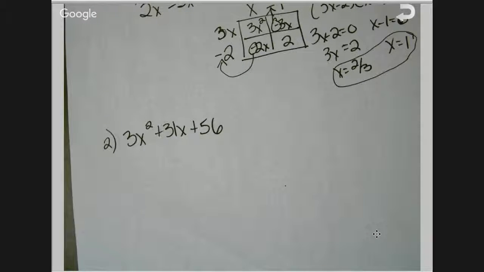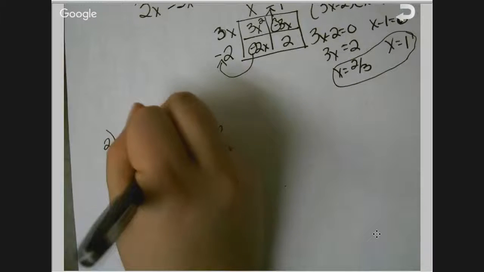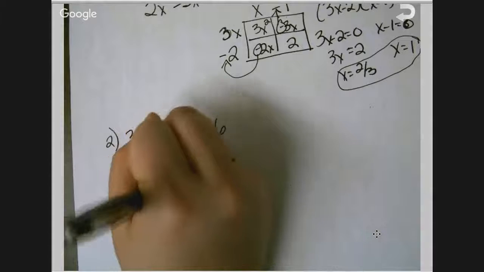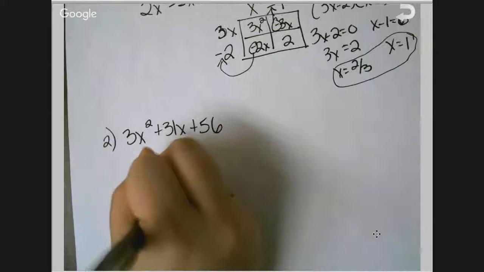You always want to look at it, especially when you start getting really high numbers, and go, can I take anything out? Well, 3, 31, 56 is not going to happen, but it was worth at least looking at. Because there's been times that you have had really giant numbers, and it's been cut drastically by just taking out something. So, A is 3, B is 31, and C is 56.